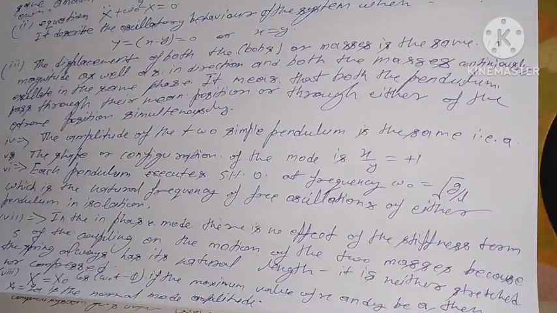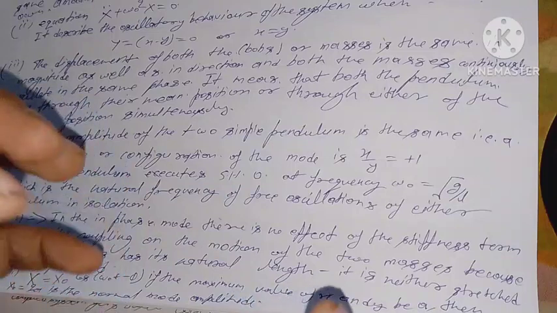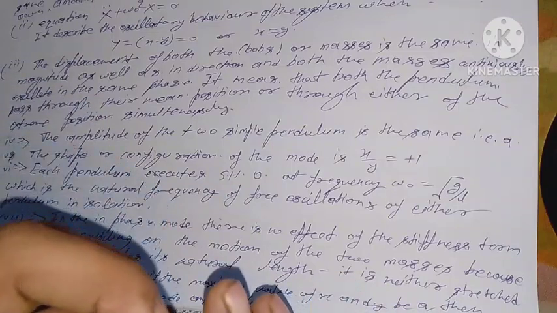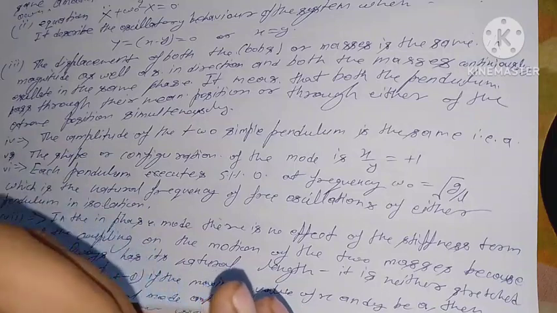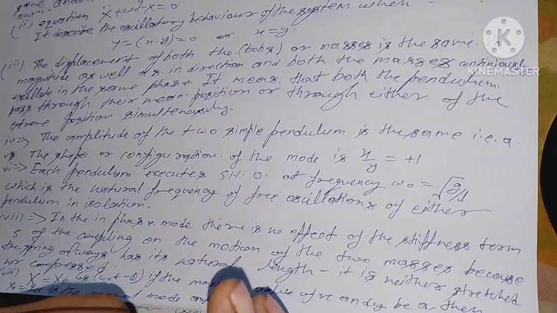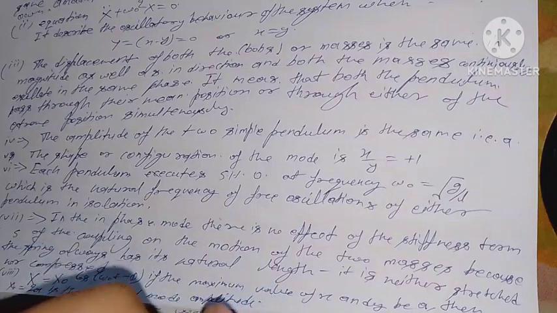Characteristics of in-phase and out-of-phase modes of vibration. There are two types of modes of vibration: first is the in-phase mode and second is the out-of-phase mode. Now the characteristics of the in-phase mode. First, the in-phase mode can be excited by displacing the bobs of the two pendulums to the same side by the same amount and then letting them oscillate purely on their own.